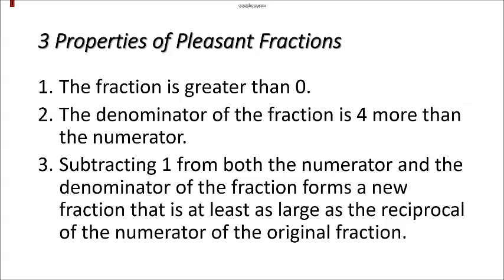3 properties of pleasant fractions. 1. The fraction is greater than 0. 2. The denominator of the fraction is 4 more than the numerator. 3. Subtracting 1 from both the numerator and the denominator of the fraction forms a new fraction that is at least as large as the reciprocal of the numerator of the original fraction.